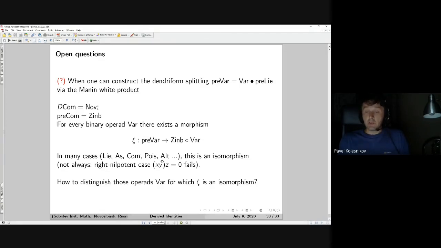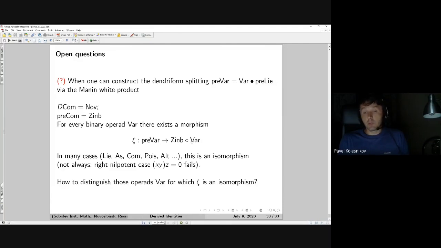And in many cases, I've checked by straightforward computation with a computer, this morphism is actually an isomorphism, but not always. For example, if we consider the variety of right nilpotent algebras with an identity like (XY)Z with brackets on the left is 0, the variety satisfying this identity, if we apply the dendriform splitting, we obtain fewer identities than in the Zinbiel procedure.